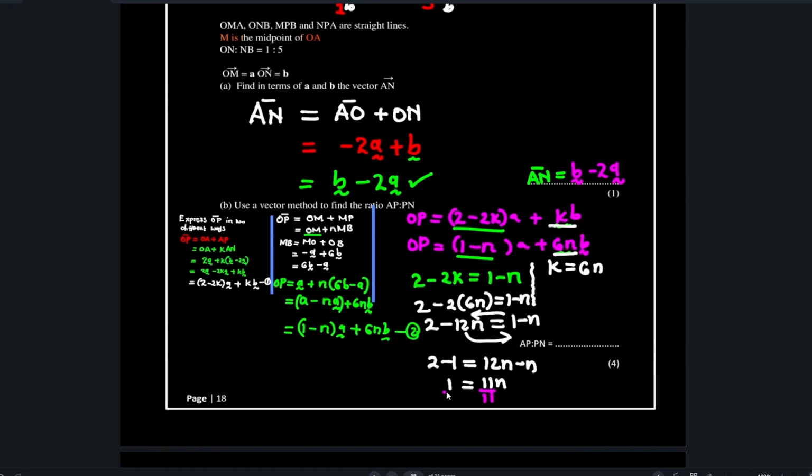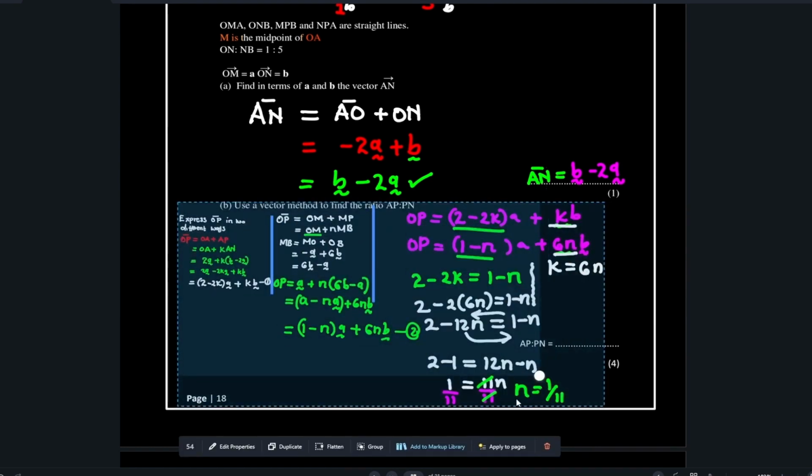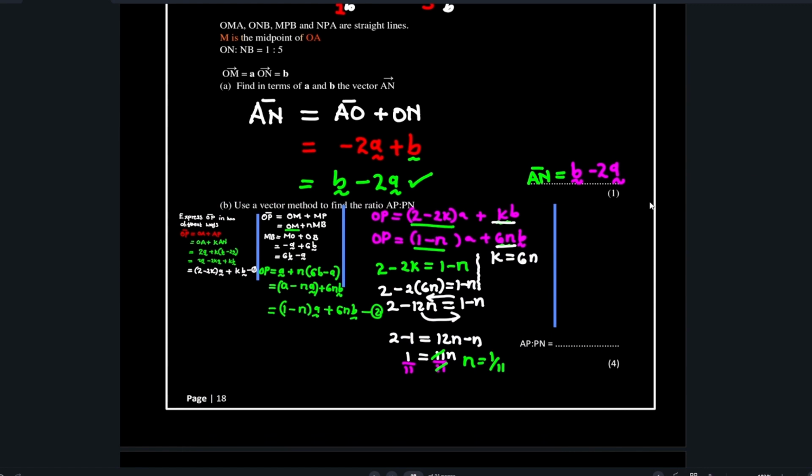And divide by 11 both sides. Our n is going to be 1 over 11. Now, if n is 1 over 11, we can as well find the value of k, which is going to be 6 over 11. How do we use this in order to get the ratio?